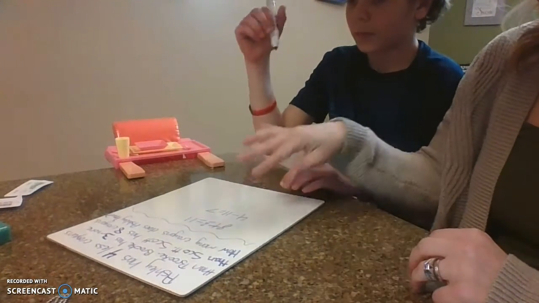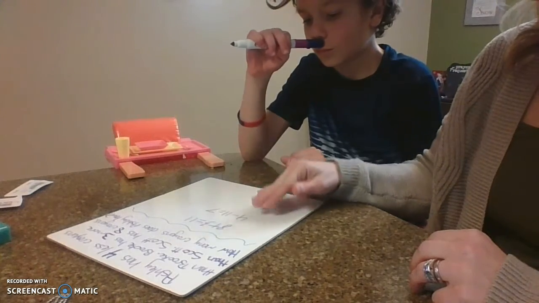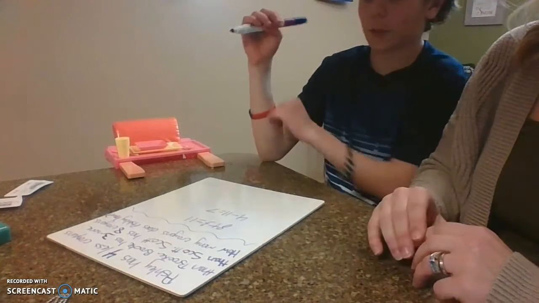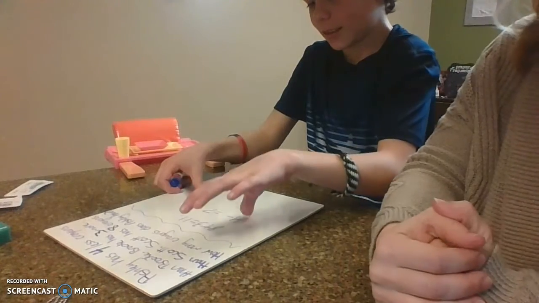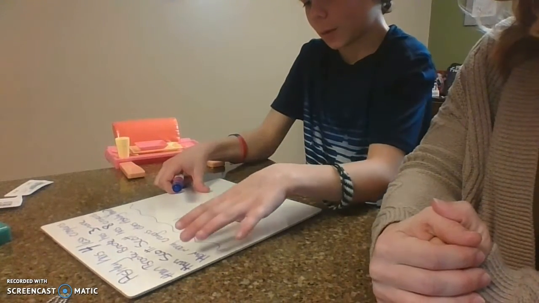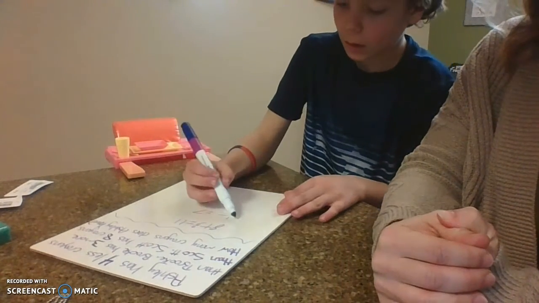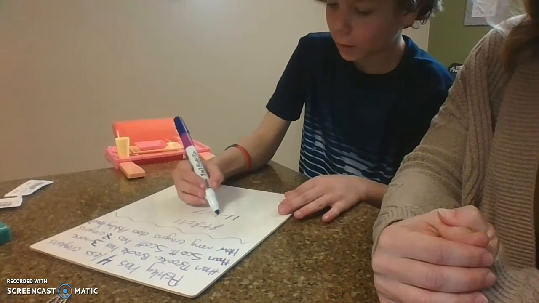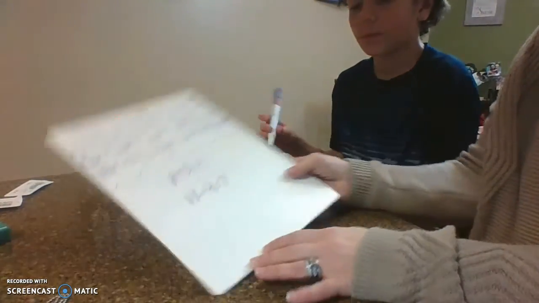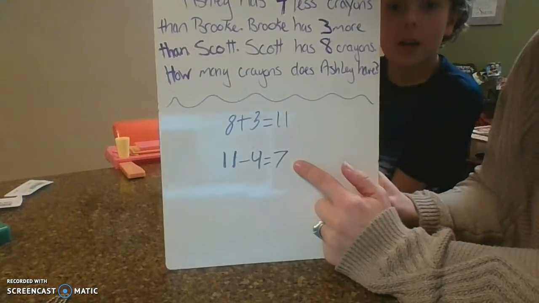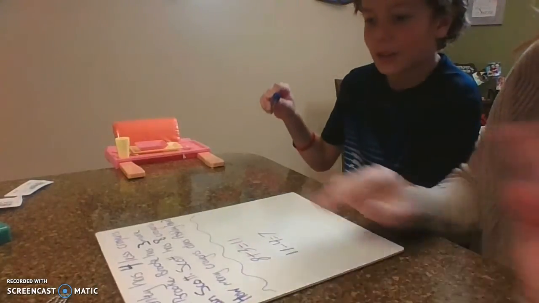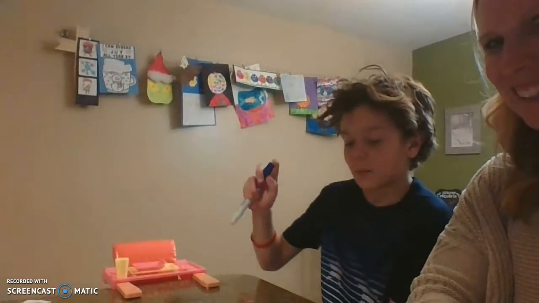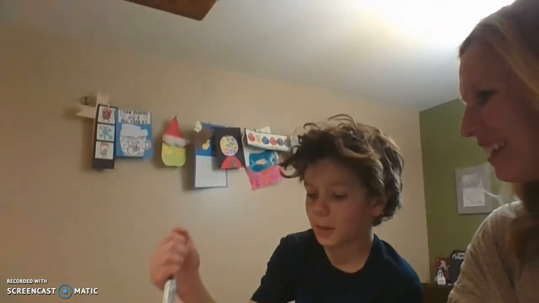What if we took 4 away from...? Oh, I can't do 4 minus 11. I think you kind of got the gist. So it would be 11 minus 4. 7. Okay. So we think Ashley has 7 crayons. And what did you say first? 24, because I thought it was going to be 3 times 8.